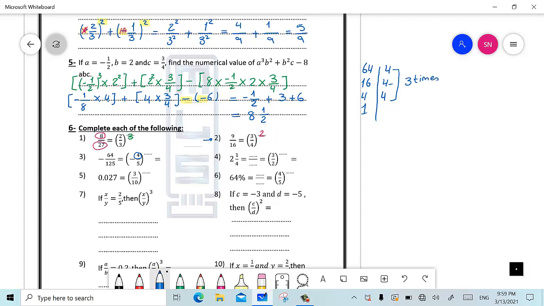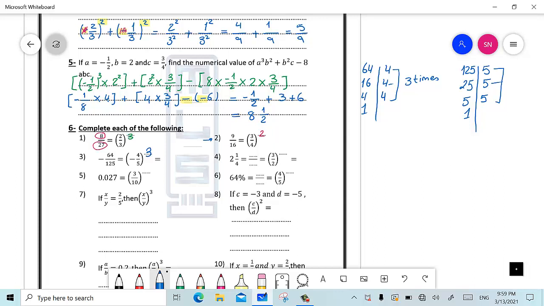What about the 125? I want to know it consists of how many 5s. So 125 divided by 5 is equal to 25. 25 divided by 5 is equal to 5. 5 divided by 5 is equal to 1. So also the 5 was repeated 3 times. So I know that negative 4 over 5 is raised to the power of 3.